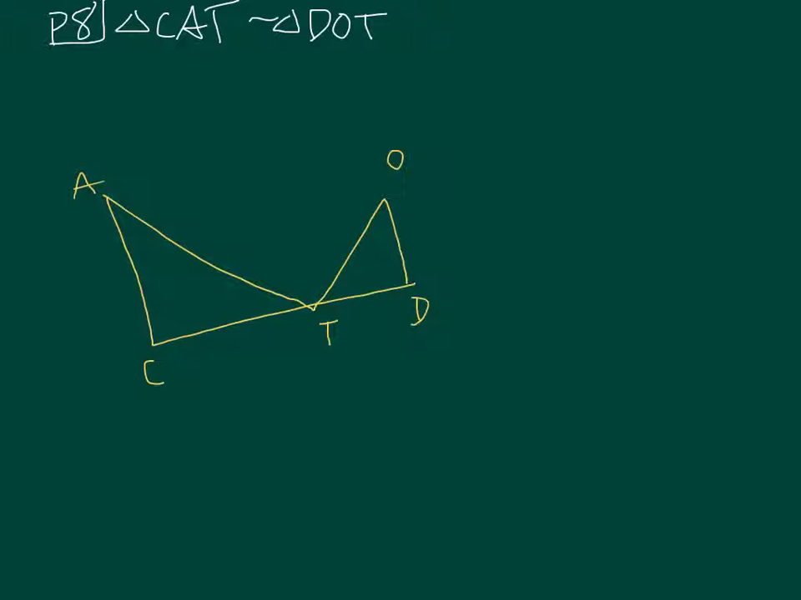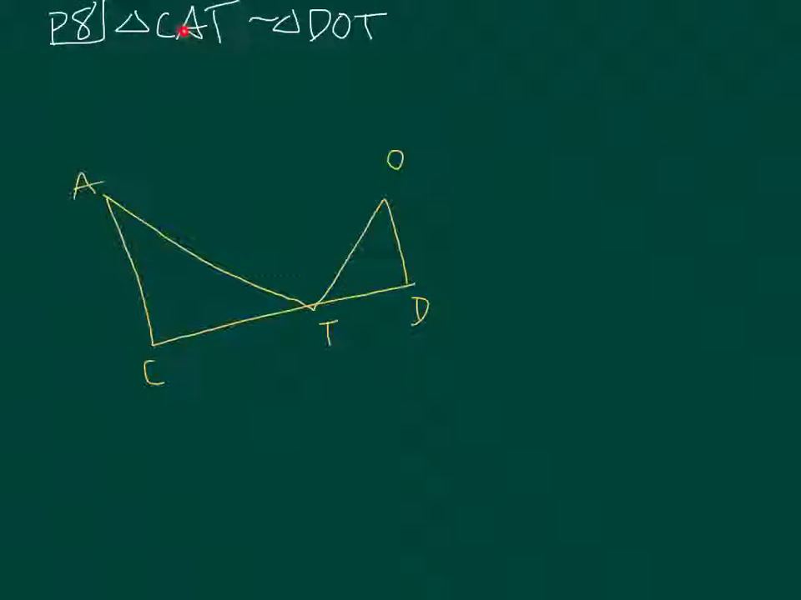Problem number 8. We have this figure, and triangle CAT corresponds to DOT. Part A is asking what angle C corresponds to. If you look at it visually, sometimes it's confusing. But if you just look at this, angle C should correspond to angle D. Is that right? And then part B says angle CTA.